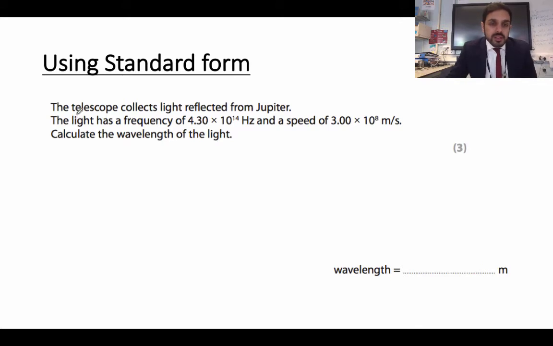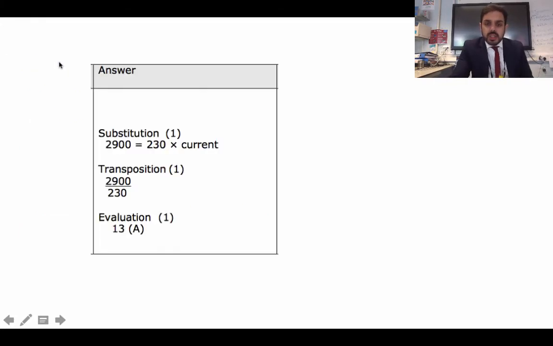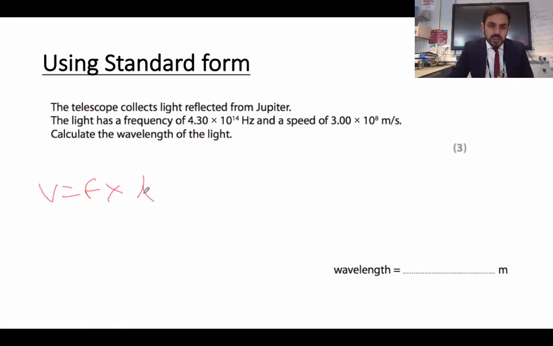Okay, the telescope collects light reflected from Jupiter. The frequency is 4.3 times 10 to the 14. I've got a frequency. I've also been given a speed and I've been asked to work out the wavelength. So wavelength, frequency, speed. Go to my formula sheet. Wavelength, frequency, speed. So V, let's write this down. V, F, yeah? That's the formula. Let's put in the numbers.